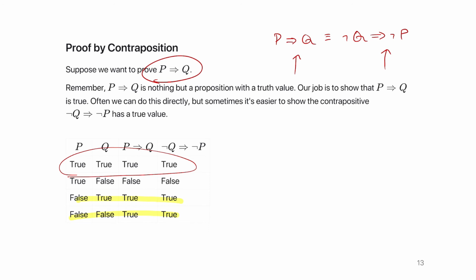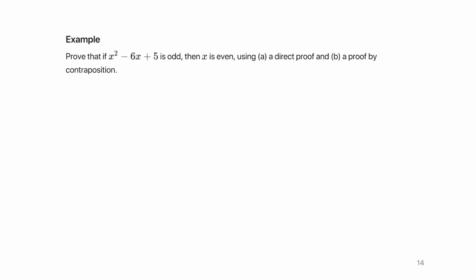And we'll talk more about that next week. I wouldn't worry too much about it right now, but just to get you thinking. In 99% of the cases, we'll be looking at this one in the beginning. P will be true, and we'll show that Q is true. Okay, so let's dive into an example. Suppose we want to prove that if x squared minus 6x plus 5 is odd, then x is even.